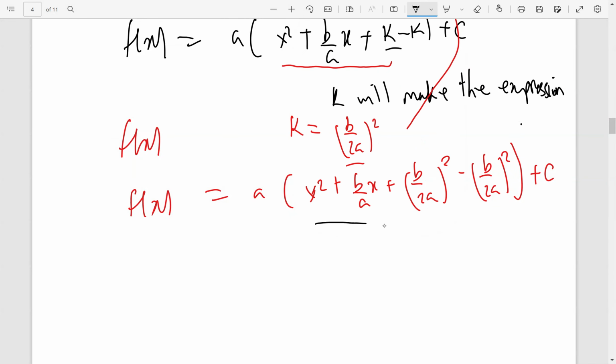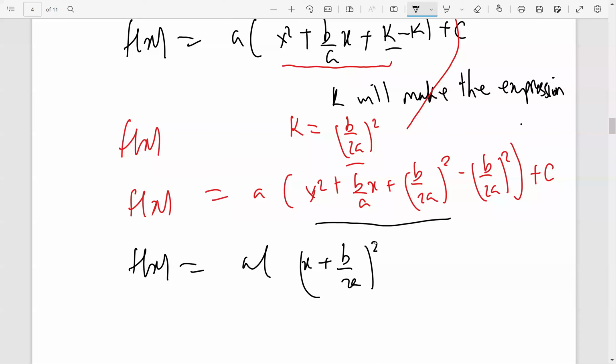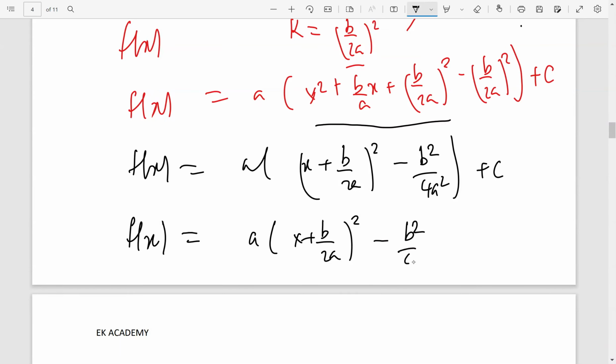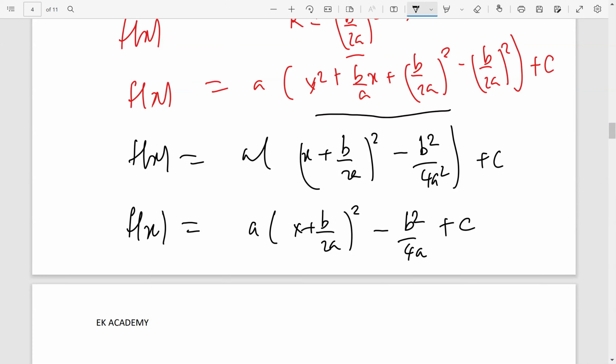Now we have this expression here. It is already a perfect square, so f of x will be equal to a times x plus b over 2a squared minus, I'm going to open the bracket, it will be b squared over 4a squared, plus c. So when you open the bracket, f of x will be reduced to a x plus b over 2a squared minus b squared over 4a plus c.